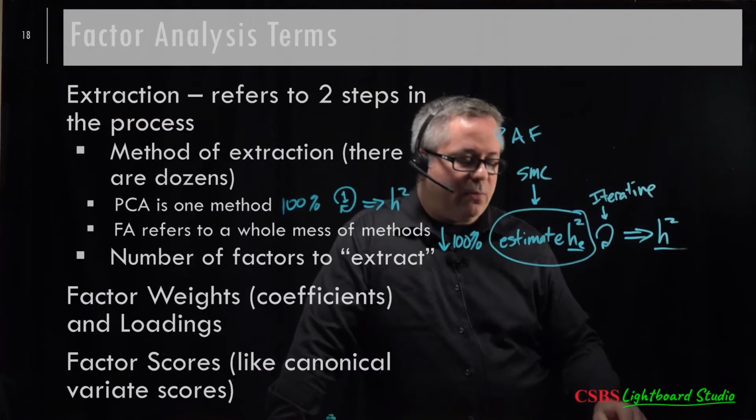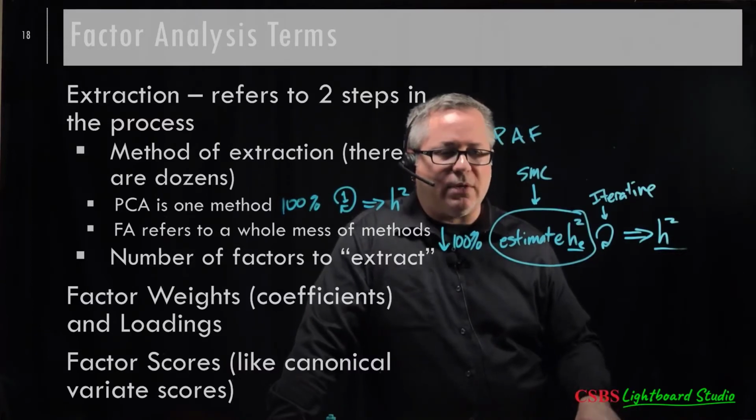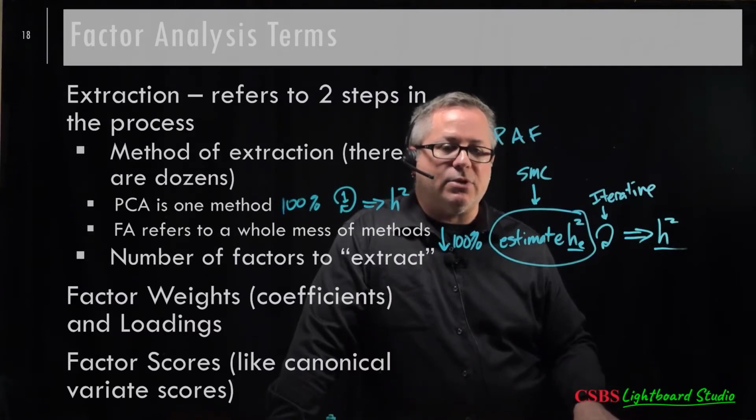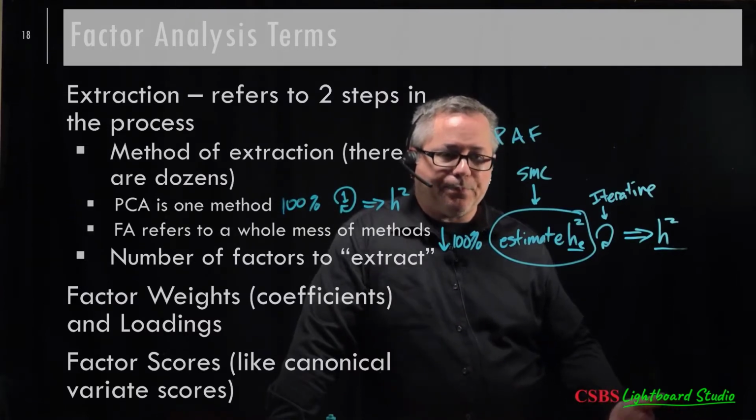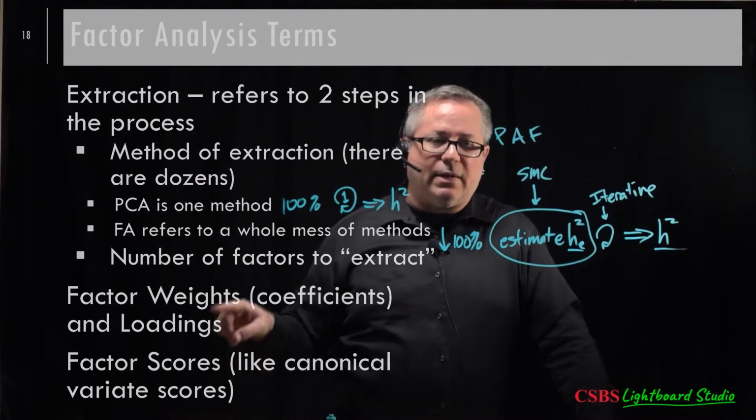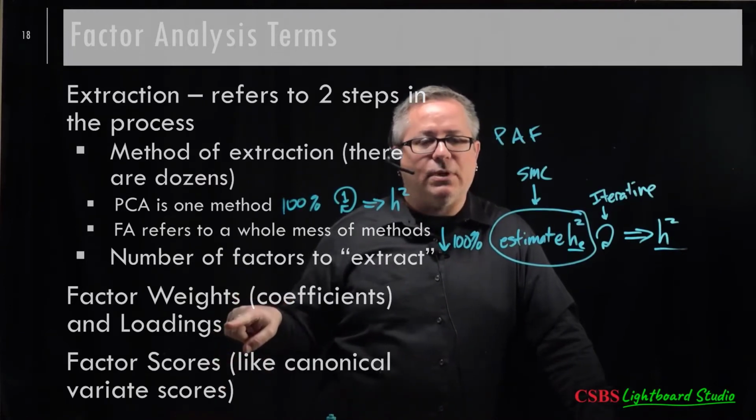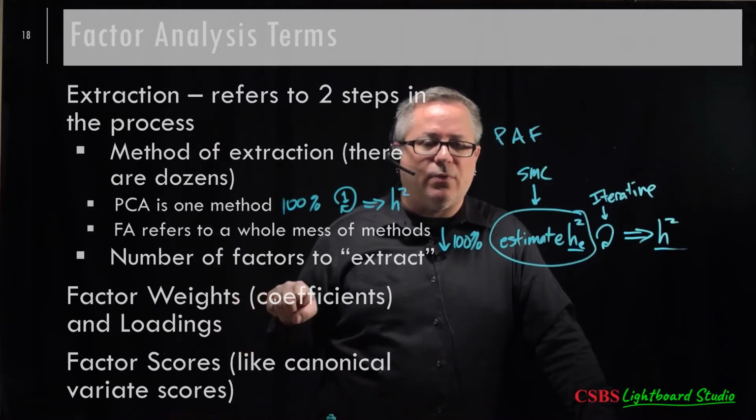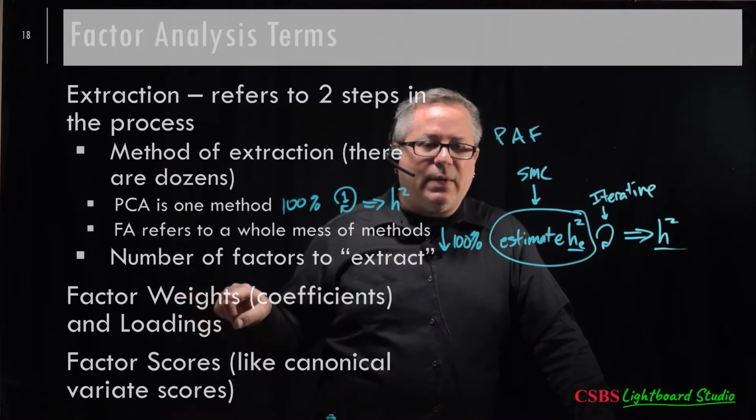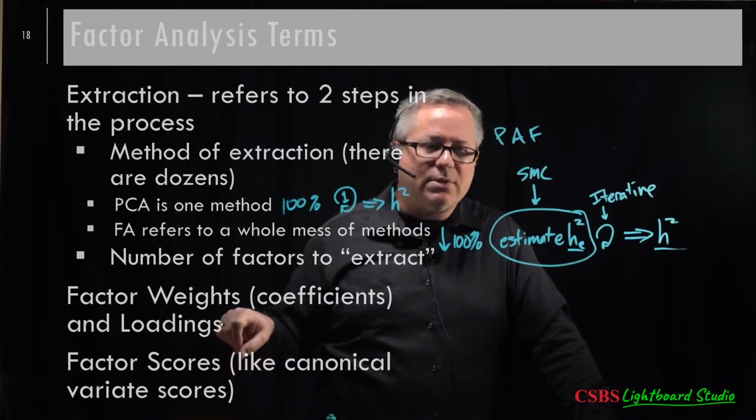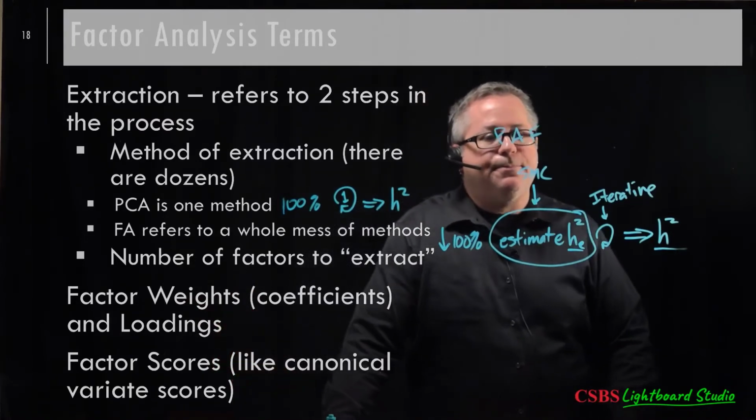All that being said, once you choose a method to extract and choose the number of factors to keep, you're going to start getting things back. You're going to estimate factor weights and loadings, just like you did with canonical correlation weights or canonical coefficients and canonical loadings. Same idea. The factor weights are used to create factor scores. Factor loadings tell you the relative importance of each item to the factor.